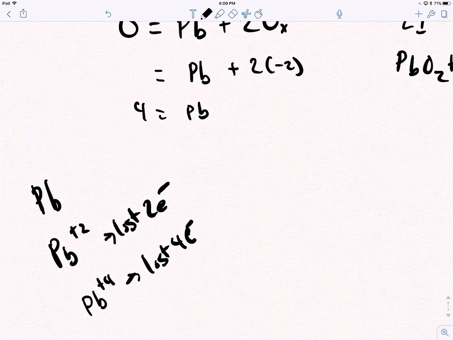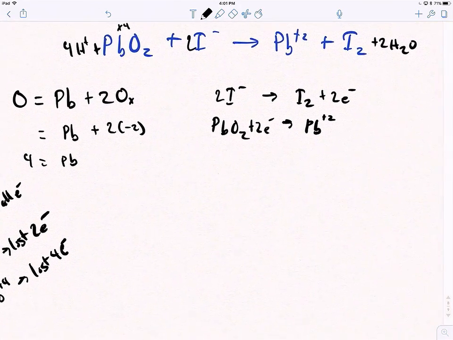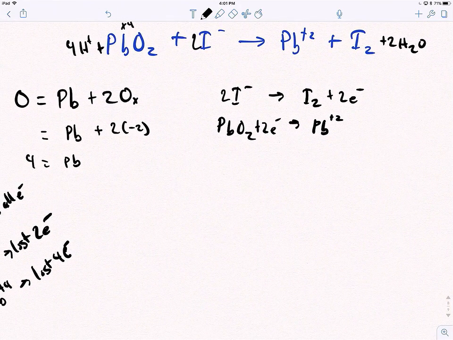So lead metal means it has all its electrons. Lead plus two means that two electrons have been removed. That's why you make a positive ion: you rip off electrons. And lead plus four has had four electrons ripped off. So you need to use that information to go from lead plus four to lead plus two, because lead needs to absorb two electrons.